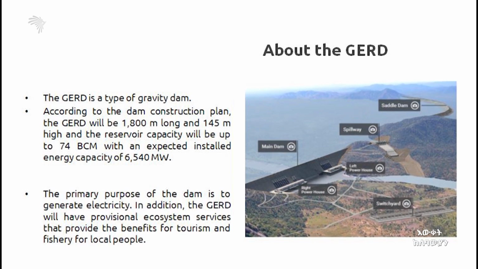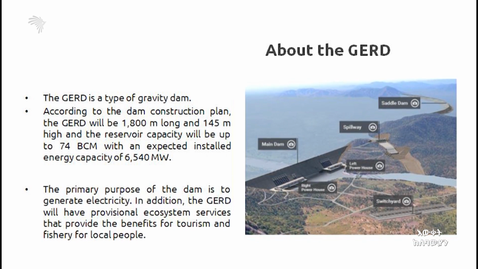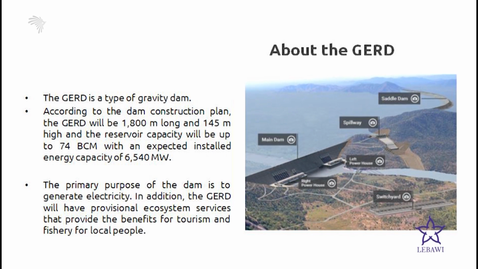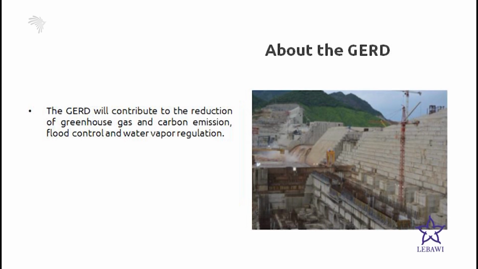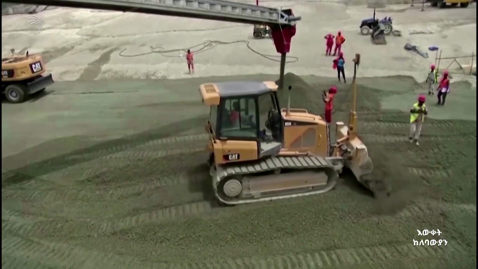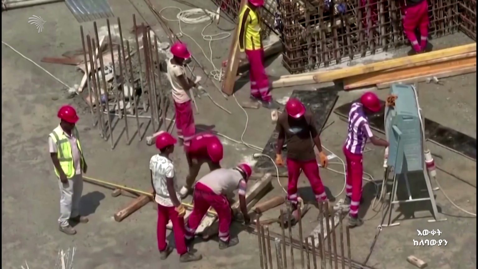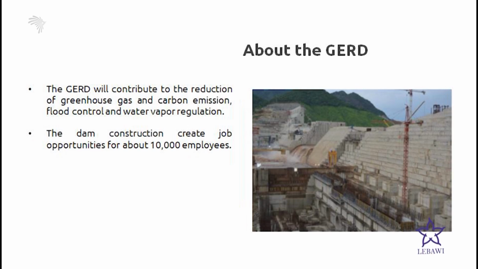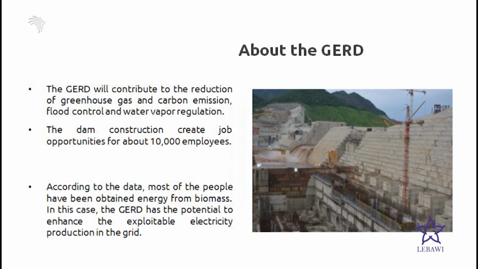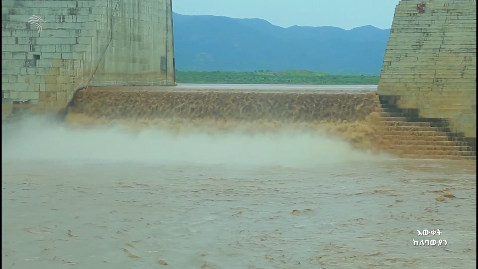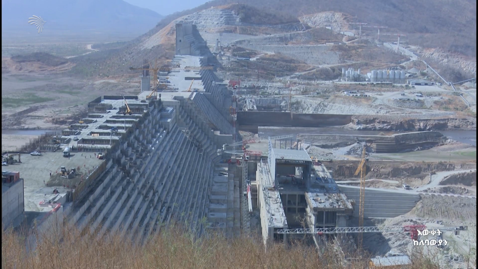In addition, the GERD will have provisional ecosystem services that provide benefits for tourism and fishery for local people. The GERD will contribute to the reduction of greenhouse gas and carbon emission, flood control, and water vapor regulation. The dam construction creates job opportunities for about 10,000 employees. According to the data, most people obtain energy from biomass. In this case, the GERD has the potential to enhance the exploitable electricity production in the grid.